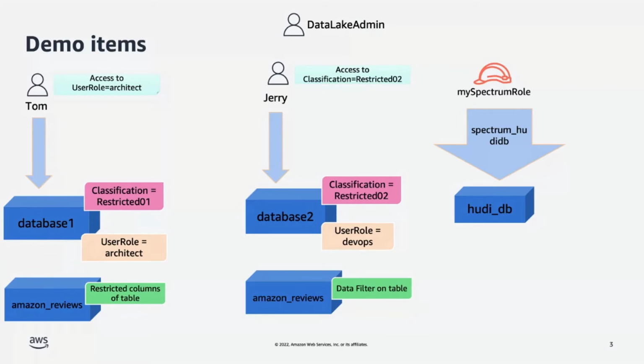And similarly, I have created LF tags called classification and user role. I have created values restricted 1, restricted 2, and user role equals architect and DevOps. I have tagged database 1 and 2 as shown in the picture here. And I have given access to Tom and Jerry based on the LF tags: user role equals architect for Tom, and classification equals restricted 2 for Jerry. Based on these tag permission policies, Tom will get access to database 1 and Jerry will get access to database 2. And we are going to see all these in the Lake Formation console, respectively, with those users.